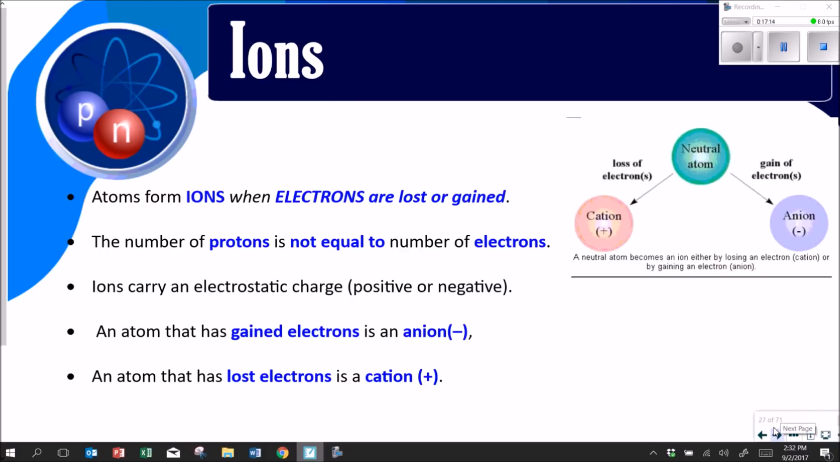Finally, let's talk about ions. Atoms form ions when electrons are lost or gained. The number of protons is not equal to the number of electrons anymore, and that results in an electrostatic charge, which could be positive or negative. When an atom gains electrons, it forms a negative ion, and that is called an anion. When an atom loses electrons, it forms a positive ion, which is called a cation.